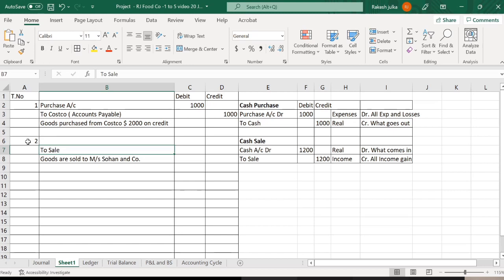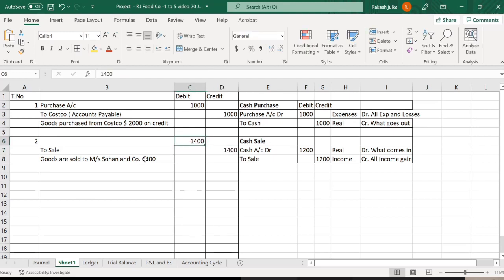Sale always we will write credit and purchase always we write debit, because sale is income and we always write income on the credit side. Purchase is expenditure, we know we always write it on the debit side, and both are nominal. Sale, I'm going to write here one amount, let's say $1,200, maybe $1,400. So I'm going to write $1,400 here and $1,400 here.